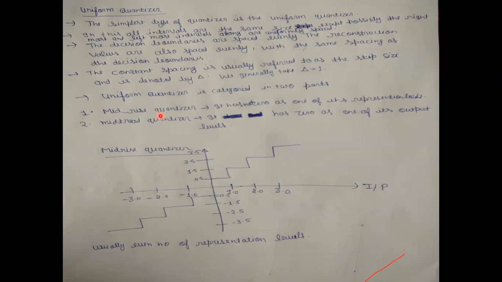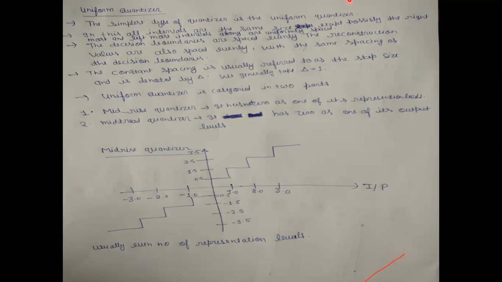will be only 7. Because in the previous example, the number of output values was 8. But because we are not including 0 as one of the representation values, the number of code words will be 7 in place of 8 code words in the previous example.